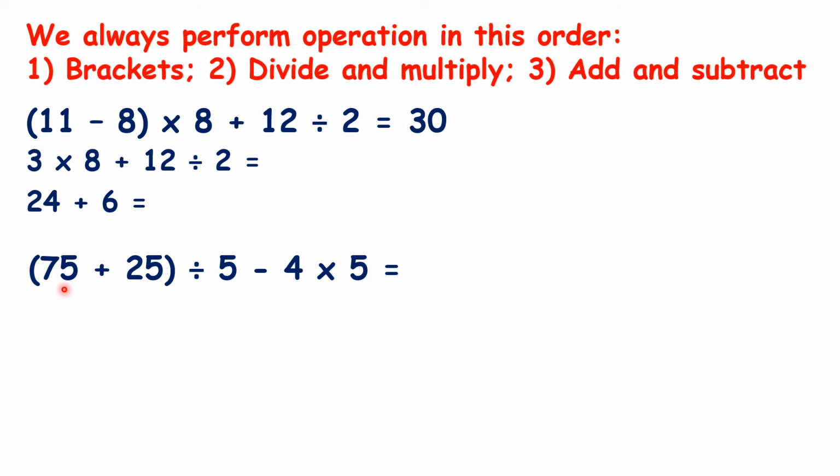We start with the brackets, so 75 plus 25 is 100. Then we need to do the division and multiplication. So 100 divided by 5 is 20, and 4 times 5 is 20. So we have 20 minus 20, which means our answer is 0.